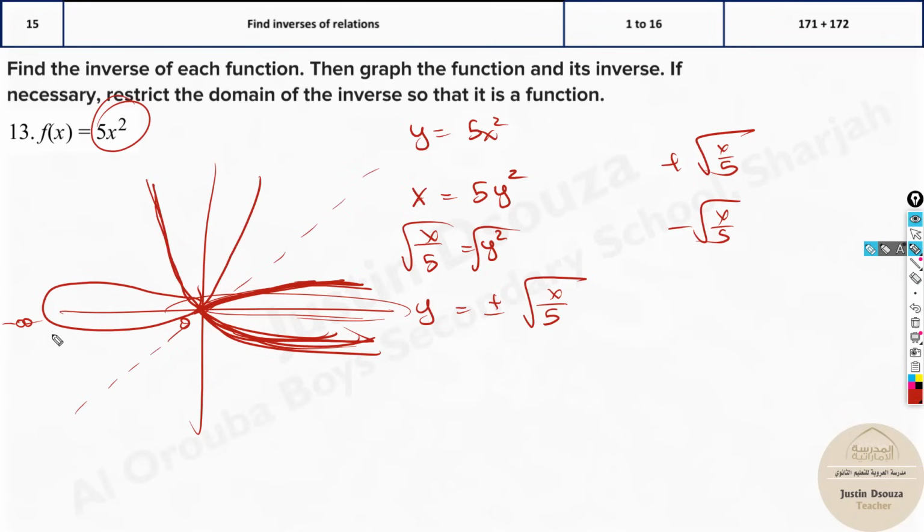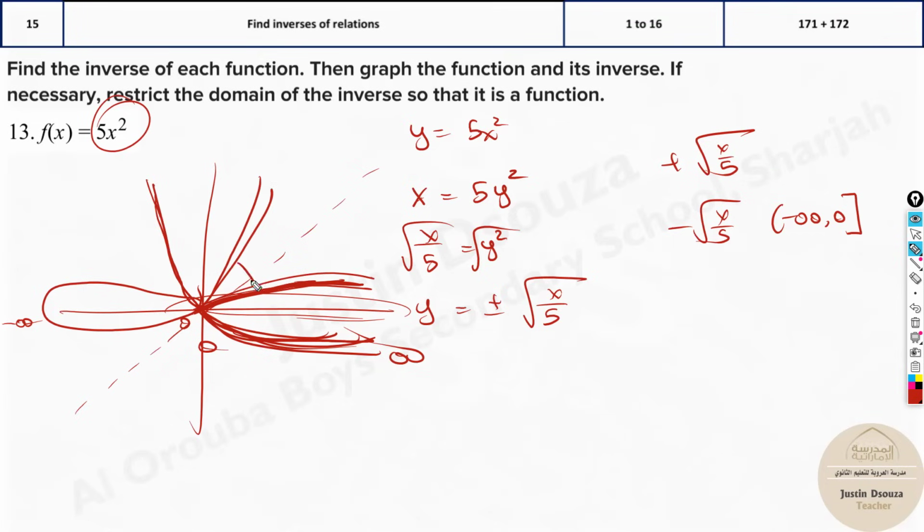Whenever you are on the left side, what is the limit? It is minus infinity to 0. Whenever you have infinity, it will be a small bracket, and 0 will be a big bracket. That will be the negative part down. Whereas from 0 to infinity is this part over here. So that is the positive part.